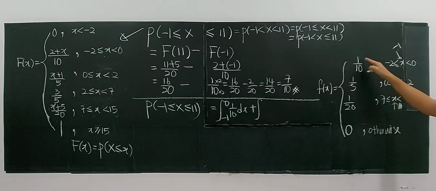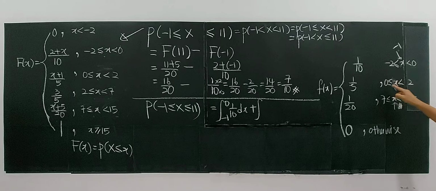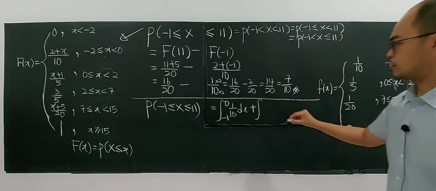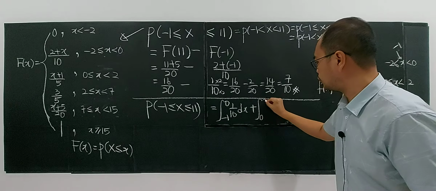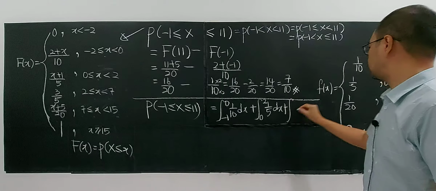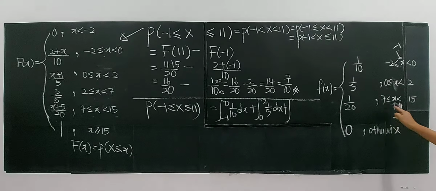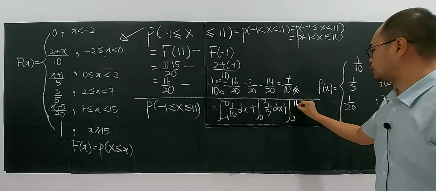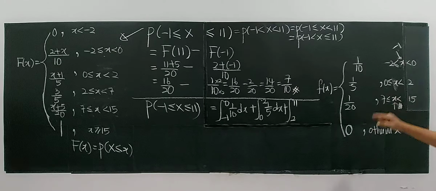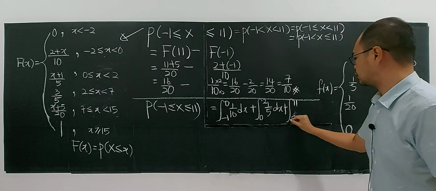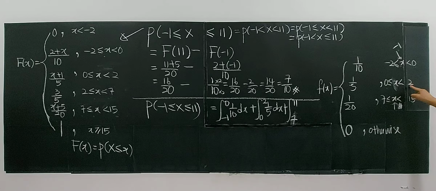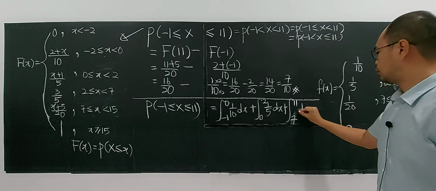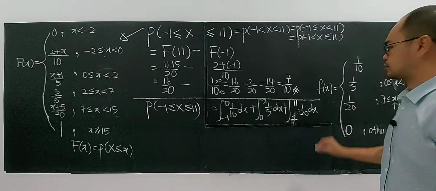So -1 up to 0 is 1 over 10. Then 0 up to 2 is 1 over 5 dx. And later you continue until you reach the point 11. There is no 2 here, so after 2 it jumps to 7. Then 7 up to 11 is 1 over 20 dx.